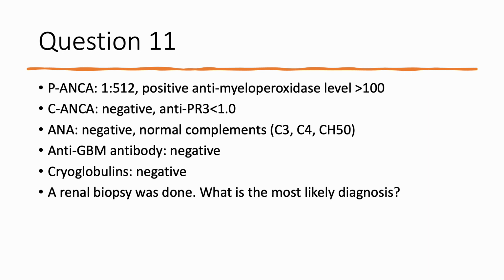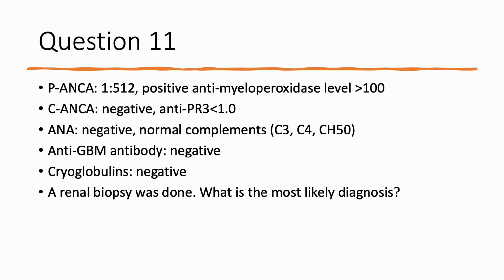and we have a positivity for anti-myeloperoxidase antibodies, over 100. On the other hand, c-ANCA is negative, and anti-PR3 antibody, anti-proteinase 3, is less than 1. So we have a strongly positive p-ANCA, anti-myeloperoxidase, and a negative c-ANCA, anti-PR3. ANA is negative. Complements C3, C4, CH50 are normal. Anti-glomerular basement membrane antibody is negative. Cryoglobulins are negative. So the next step was a renal biopsy, of course.